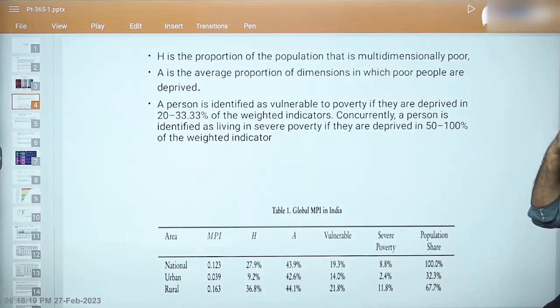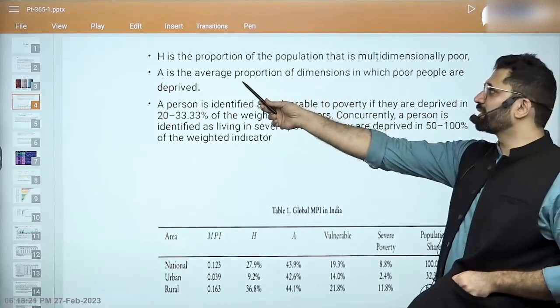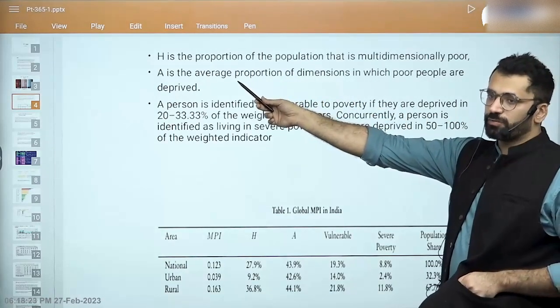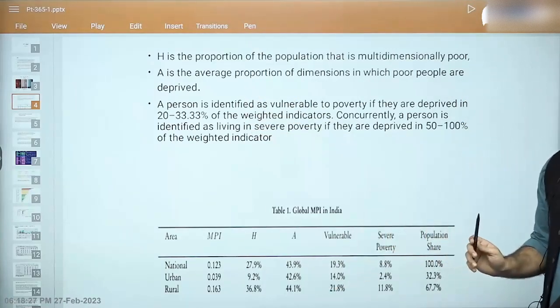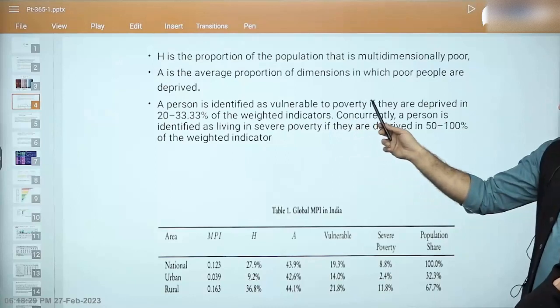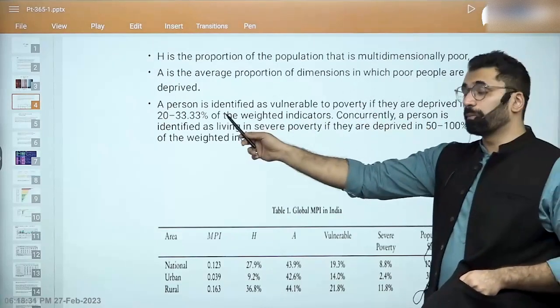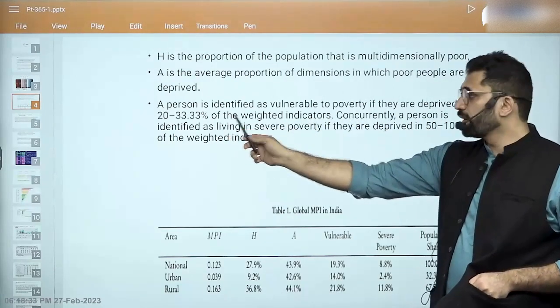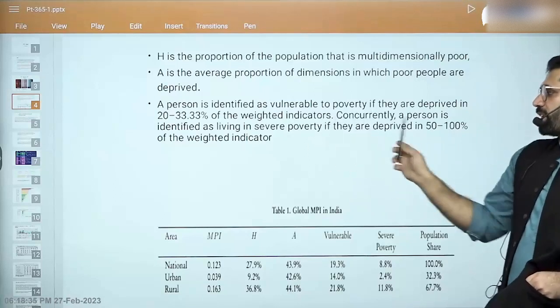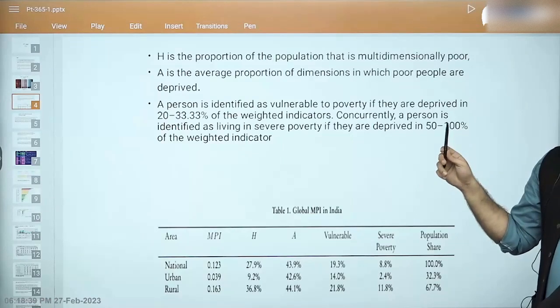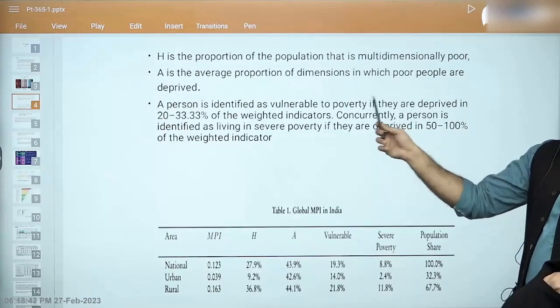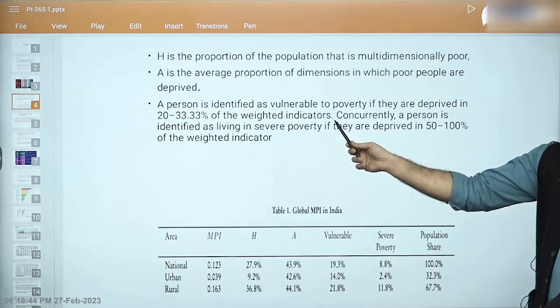How does it measure? H is the incident, A is the proportion of people with number of deprivations. H into A is what your MPI number is. A person is identified as vulnerable to poverty if they are deprived in 1/3 of the indicators. A person is in severe poverty if deprived in more than 50% of the indicators. 5 से ज़्यादा पे deprived हैं तो it is severe poverty. Vulnerable to poverty when 1/3 of the indicators.